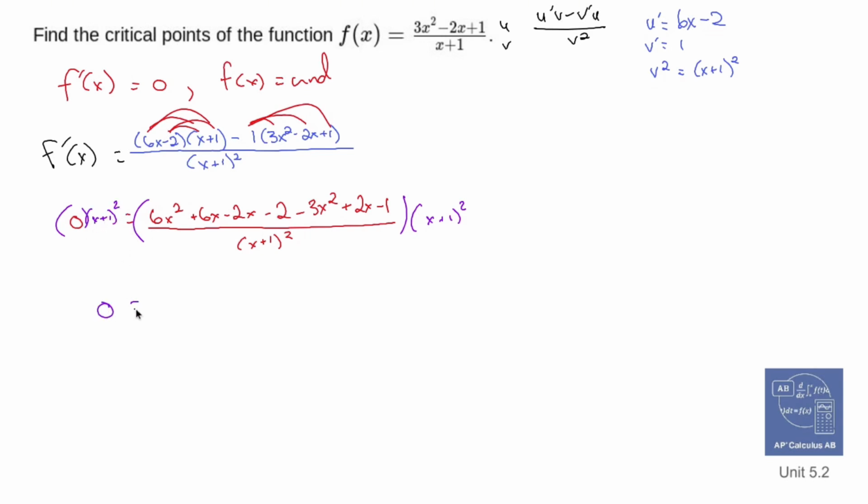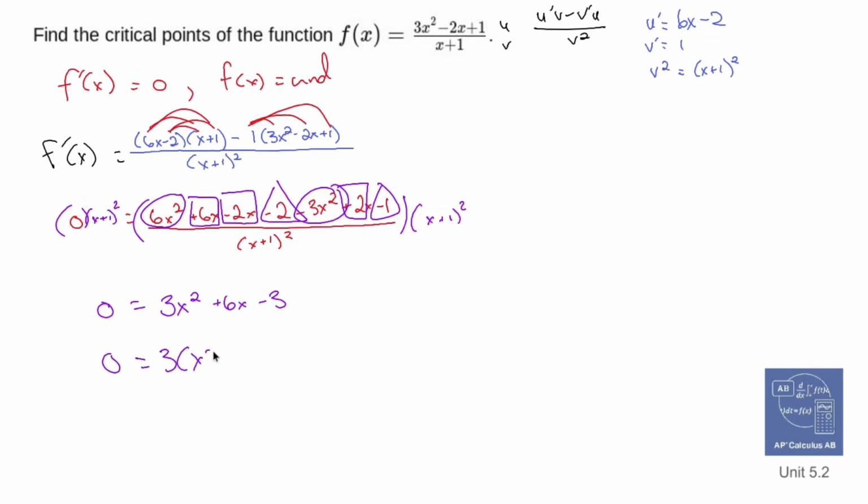So that's nice. Now let's combine like terms up here. 6x squared combines with negative 3x squared to make regular 3x squared, like so. 6x minus 2x, plus 2x goes back to 6x. And then negative 2 and negative 1, negative 3. Let's rip out a 3. And here's going to be an issue. You can't factor that, which means we're going to have to use our old friend, the quadratic formula.